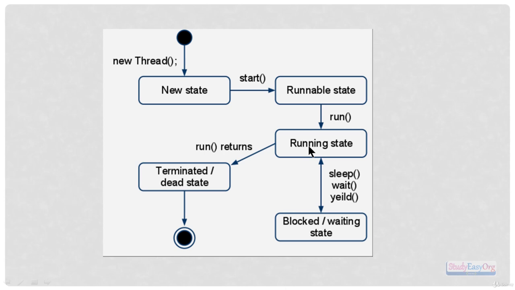Now there could be 2 scenarios. The first scenario is completing the task given to the thread, and in that case the thread will simply return and the thread will die. It will get terminated automatically. In the other case, the thread may need to work with some other thread. It may need to sleep for some time or wait for some time, or the yield method is called. In those kinds of scenarios, the thread will enter into a blocked or waiting state. Alright, so that's it. This is the overview of a thread.